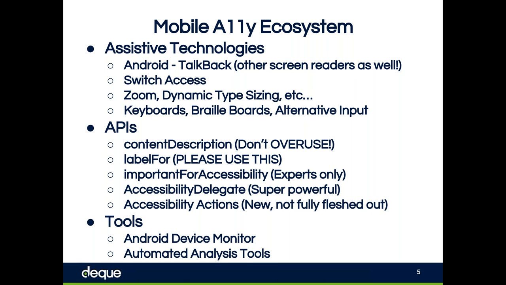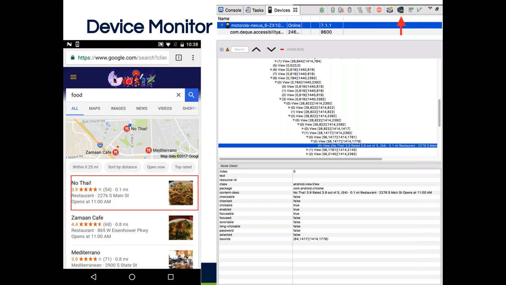Tools, a couple of the tools you have. Android device monitor, I'm going to talk about specifically here shortly. And then there's also a bunch of automated analysis solutions. DQ has one available. Google has an automated scanning solution available. I know there are a couple others that are being worked on. I don't want to talk about that too much. I want to focus on the information API, but those tools are out there. So let's talk about the device monitor.